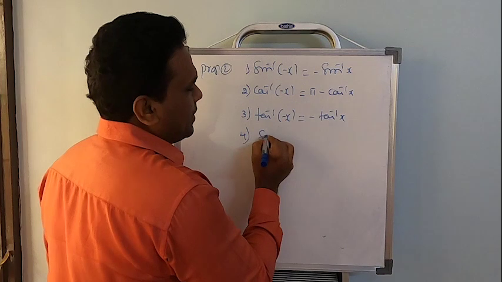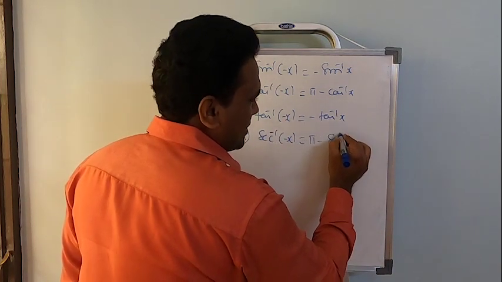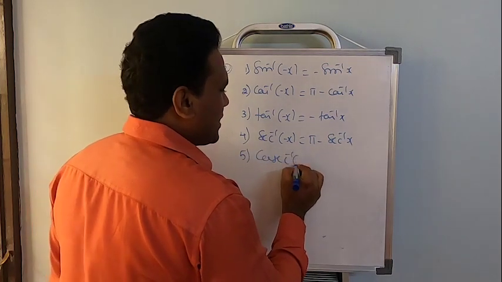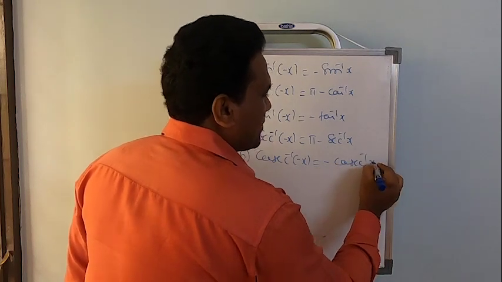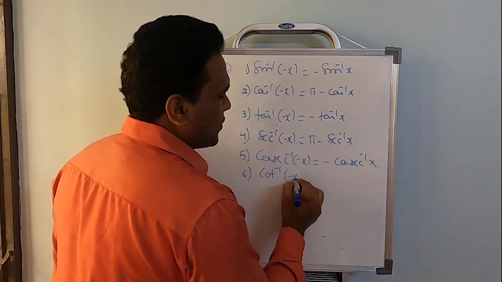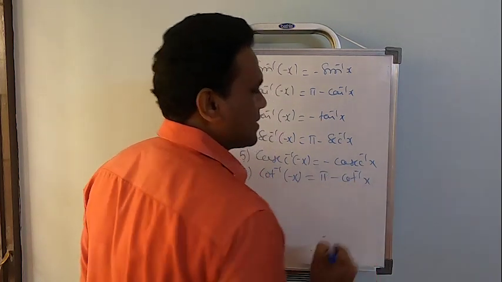Now let's go to the fourth one. The fourth one will be secant inverse: secant inverse of minus x will be pi minus secant inverse x. And the fifth one, cosecant inverse of minus x is minus cosecant inverse x. And the sixth one, the last one, should be cot inverse of minus x equal to pi minus cot inverse x.